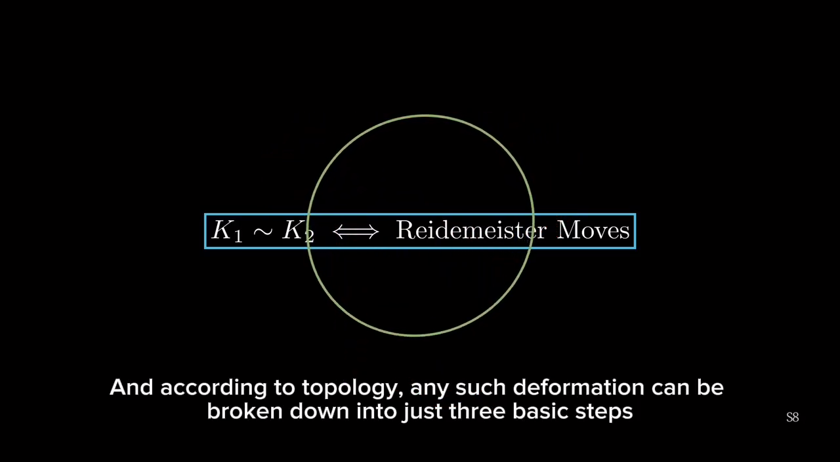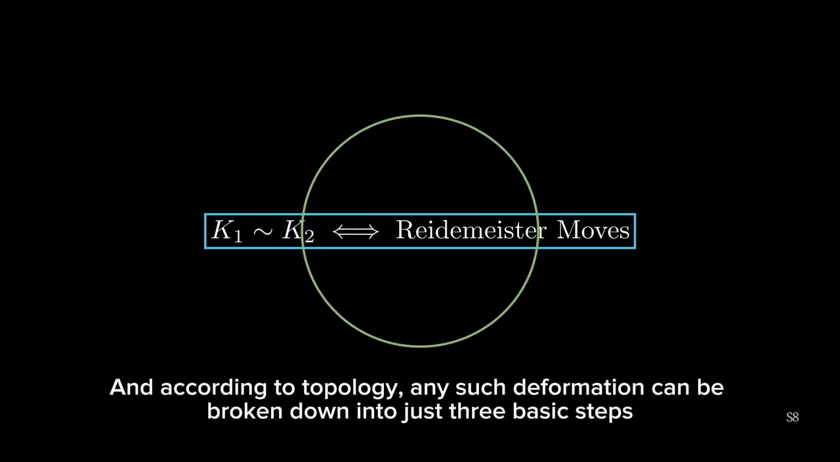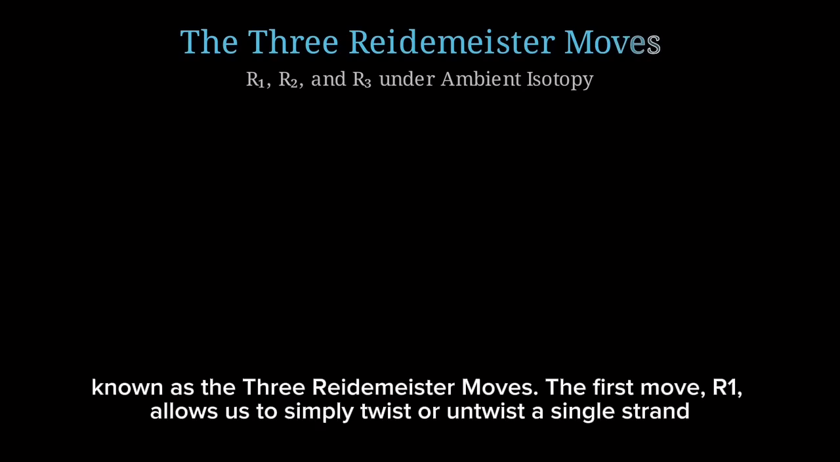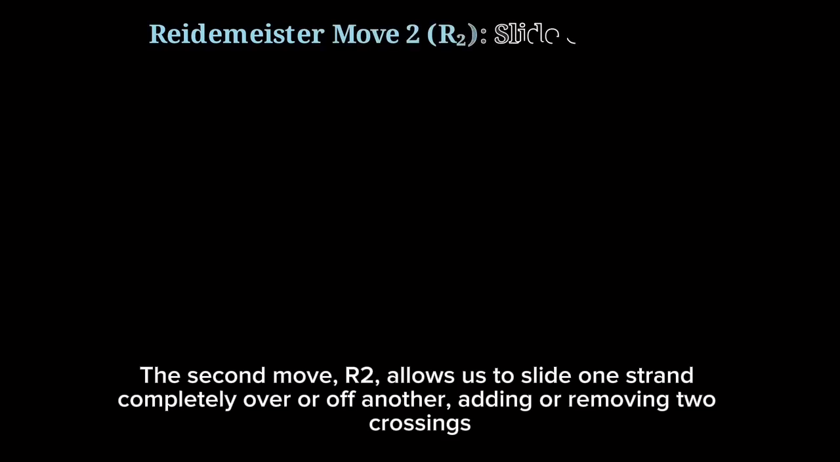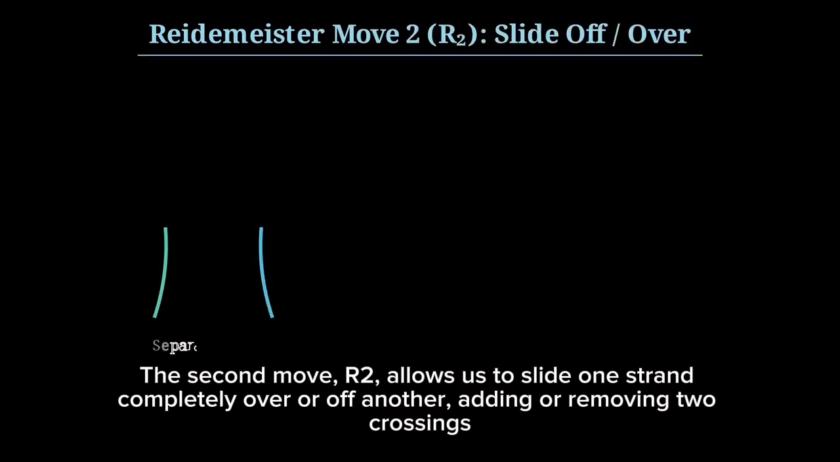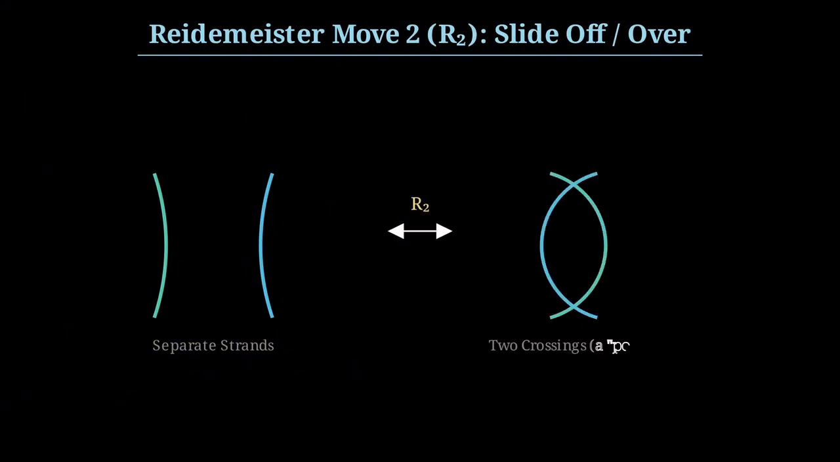And according to topology, any such deformation can be broken down into just 3 basic steps, known as the 3 Reidemeister moves. The first move, R1, allows us to simply twist or untwist a single strand. The second move, R2, allows us to slide one strand completely over or off another, adding or removing 2 crossings.